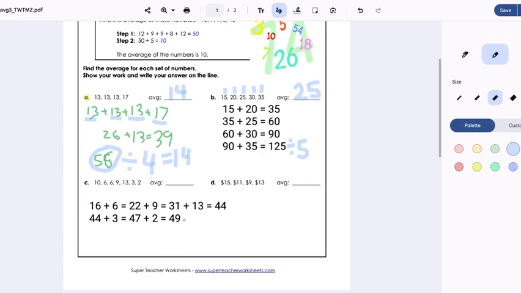I'm just going to circle it like I've been doing. And now I'm going to count what I need to divide 49 by, the number of numbers. So we got 1, 2, 3, 4, 5, 6, 7. So if we do 49 divided by 7 on our calculator, we're going to get 7.